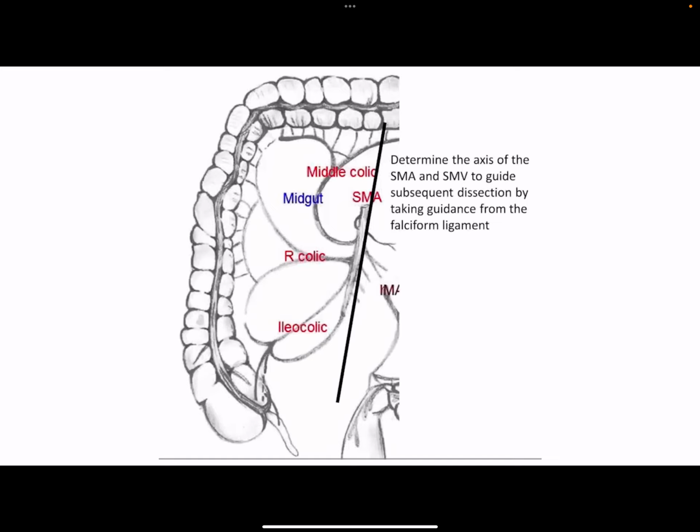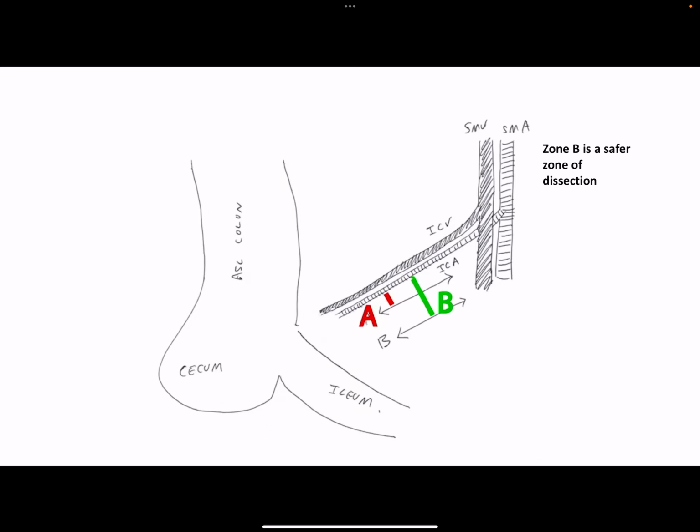The same thing, only one thing we must remember for D3 dissection: we imagine a line from the falciform ligament going to the root, like this. If you draw this line, approximately it will coincide, just behind that, with the line of the median hepatic vein. This will be the line where the superior mesenteric vein or superior mesenteric artery will follow. So we can just imagine it during surgery, we can take this guidance.